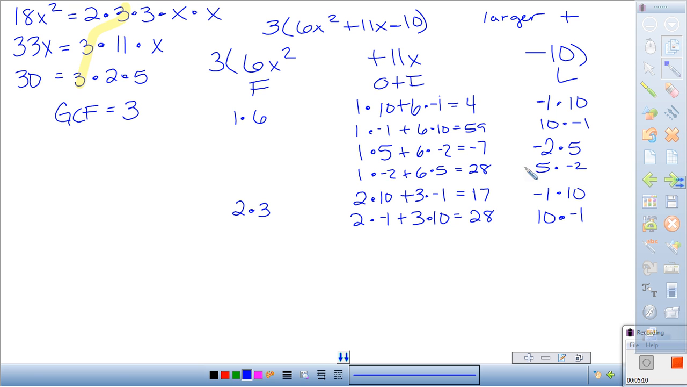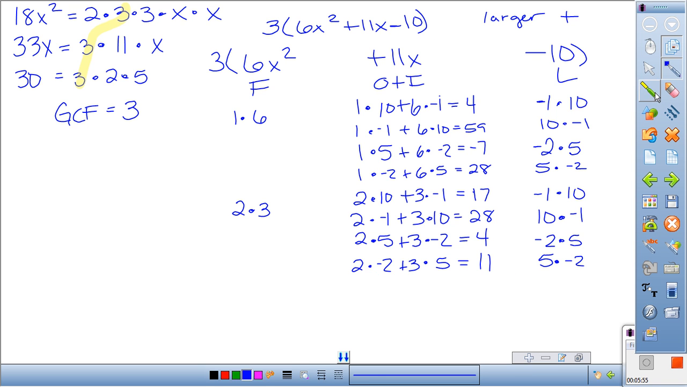Now we'll try our next two factors of negative 10. Negative 2 times 5, outer 2 times outer 5, plus inner 3 times inner negative 2. 2 times 5 is 10. 3 times negative 2 is negative 6. Negative 6 and 10 is 4. Still doesn't work, so I'll switch these. 5 times negative 2. So now I have outer 2 times outer negative 2 plus inner 3 times inner 5. 2 times negative 2 is negative 4. 3 times 5 is 15. 15 and negative 4. Finally, we get our desired result of 11.